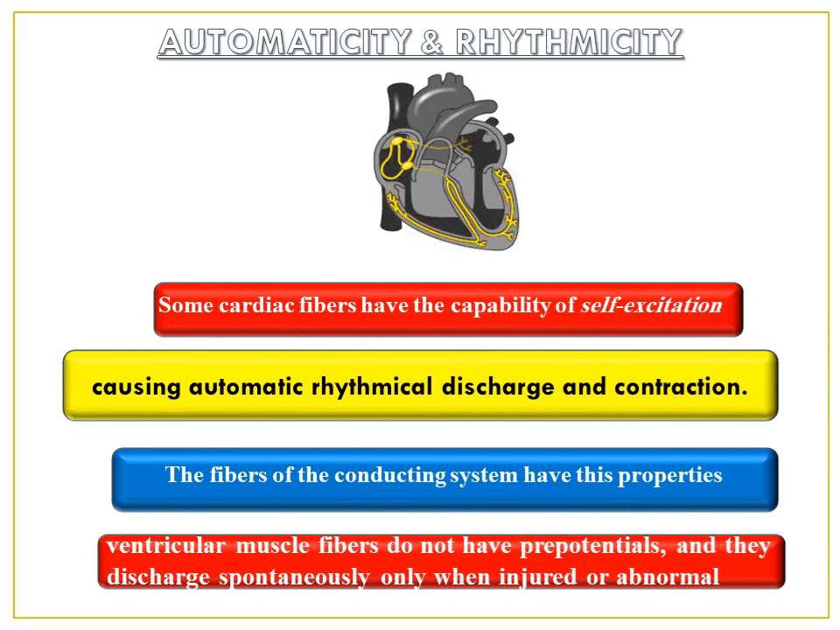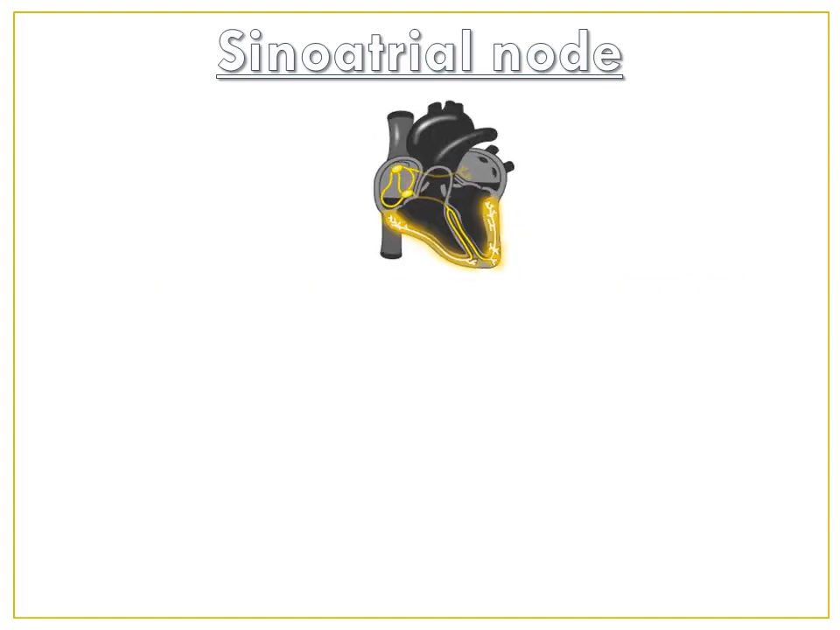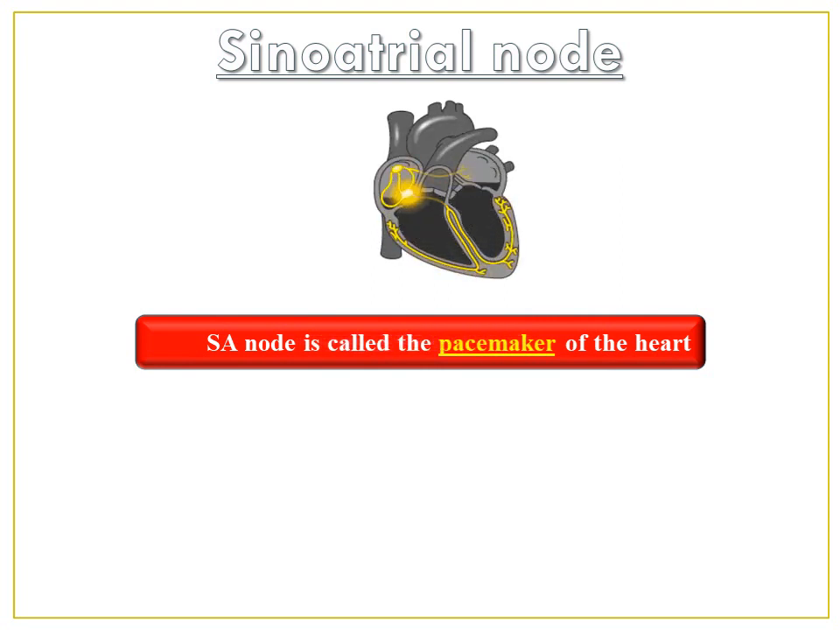System generate spontaneous action potentials, while the ventricular muscle do not generate action potentials unless it is injured or abnormal. Let's talk about the sinoatrial node. The sinoatrial node has the character of generating spontaneous action potential. It is called the pacemaker of the heart.